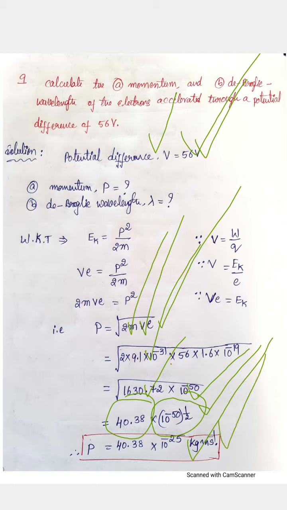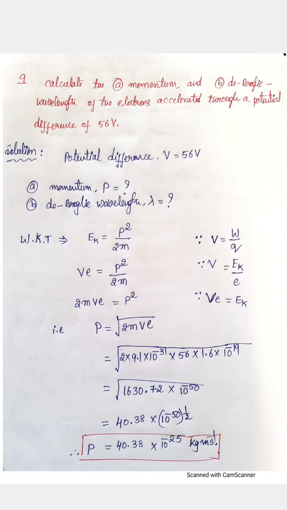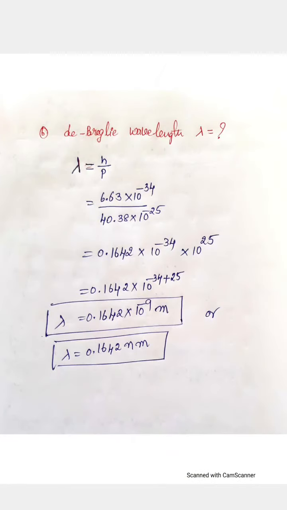Next we are going to calculate the de Broglie wavelength. If you calculate the momentum, then we can calculate the de Broglie wavelength just within 2 or 3 steps. That is lambda, the de Broglie wavelength, is equals to what? H divided by P. H is what? Planck's constant. P is what? Momentum. Substitute the momentum value, that is 40.38 into 10 to the power minus 25. Here H value we have substituted, that is 6.63 into 10 to the power minus 34.